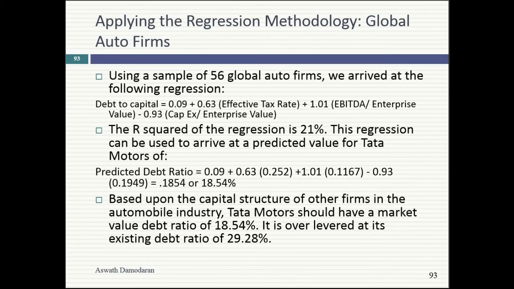But here I decided to run a regression of the debt to capital ratios of these 56 companies against the effective tax rate of each company, against how much they generated in cash flows with the EBITDA, and how much these companies were investing in capital expenditure. My rationale for including that is if you're a growing automobile company and you have a lot of capex, you're going to be a little more careful about using debt because all your value is in the future. I ran the regression and I got an R squared of 21%.